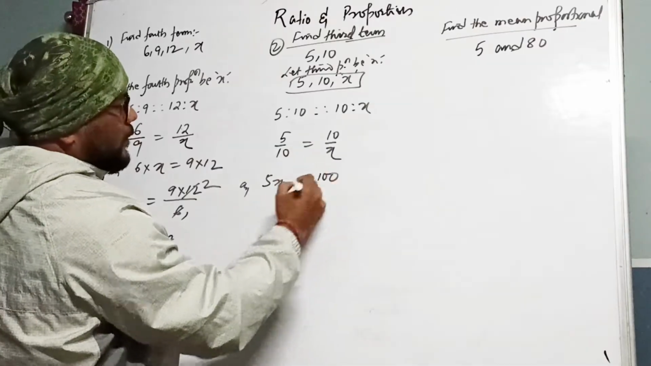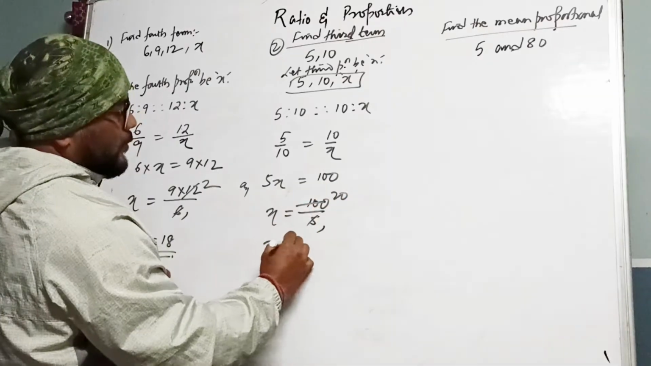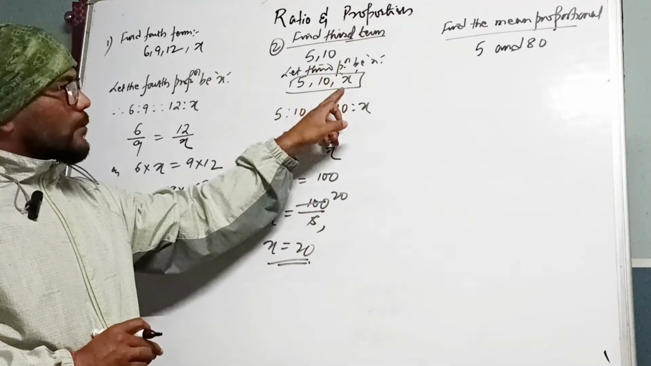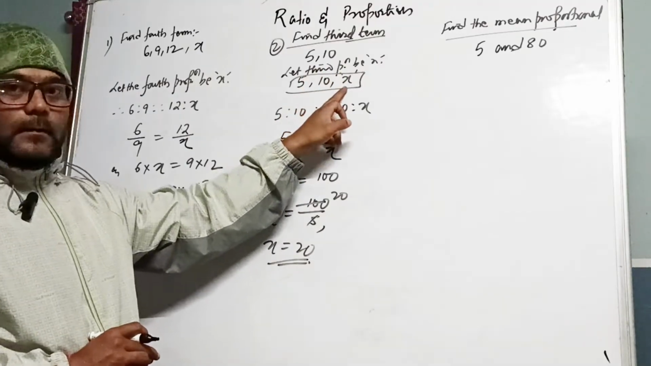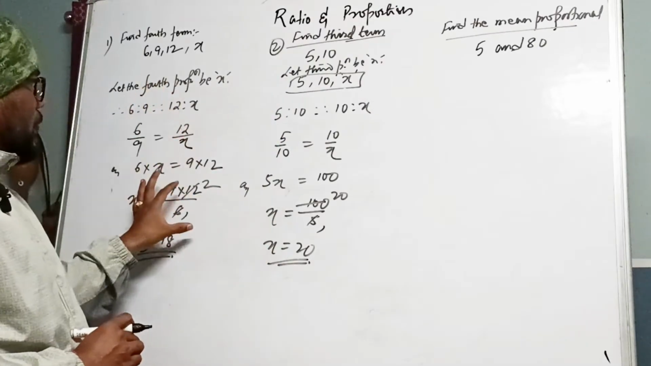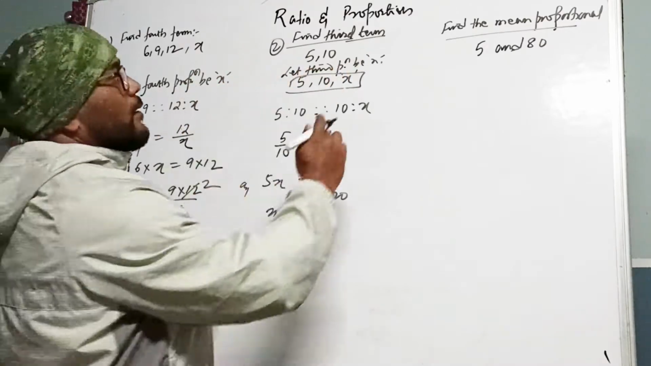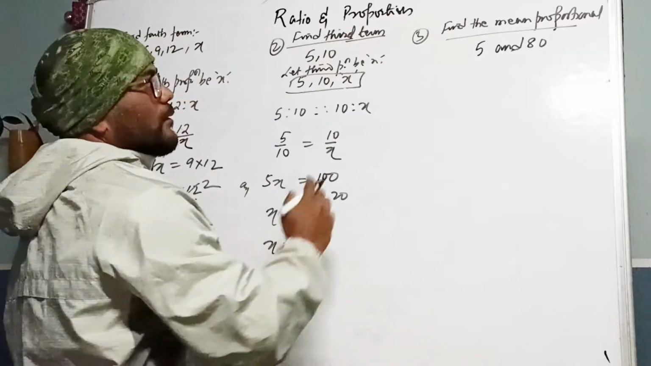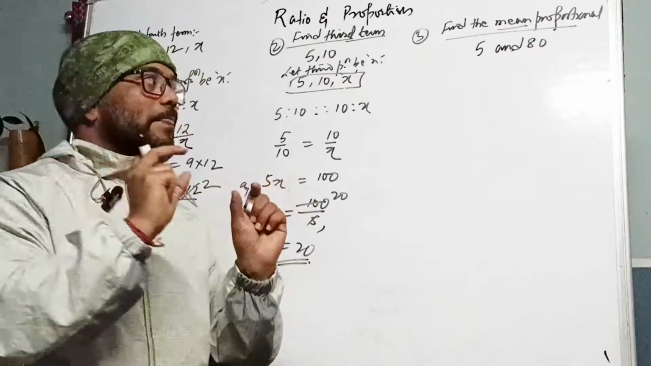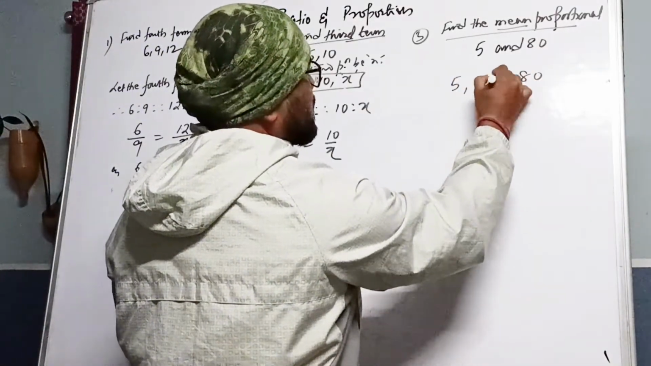10 times 10, 100, or x equals 20. So the 20 is your third proportional number. 5, 10, 20. These three numbers are in the proportional. Okay. So here I have dealt with the fourth proportional, here the third proportional, and now this question is very important also, that you are supposed to find the mean proportional. Here also the question has given two numbers. So for mean proportional, 5 and 20 are here, and the mean is not given.